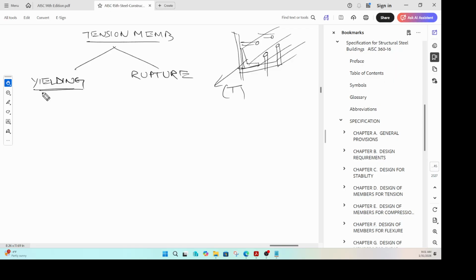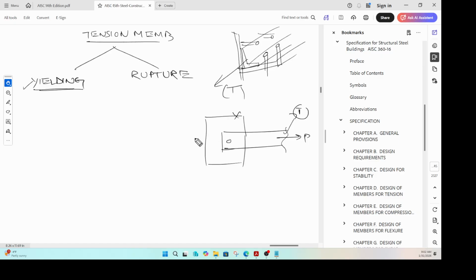You have to remember that yielding happens on the gross area. For example, let's take a simple plate. Let us say here is a gusset plate, and to this gusset plate we are adding another plate. Instead of welding the plate, we decide to put a bolt like that. So the yielding failure is something that happens. Now we are talking about the tension member itself. This is the member that is subjected to force. That is the tension member that is in focus.